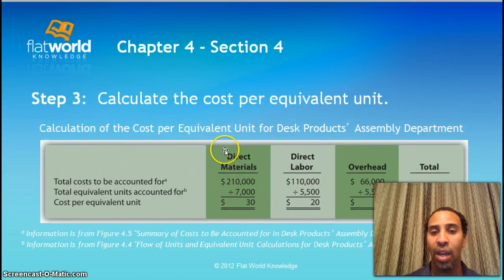So you see, if we divide the 210,000 by 7,000, you get $30, which is the cost per equivalent unit for direct materials, and $20 is the cost per equivalent unit for direct labor. $12 is the cost per equivalent unit for the overhead. The total is $62 cost per equivalent unit, and we're going to use the 30, the 20, and the 12. We're going to continue to use those numbers as well.